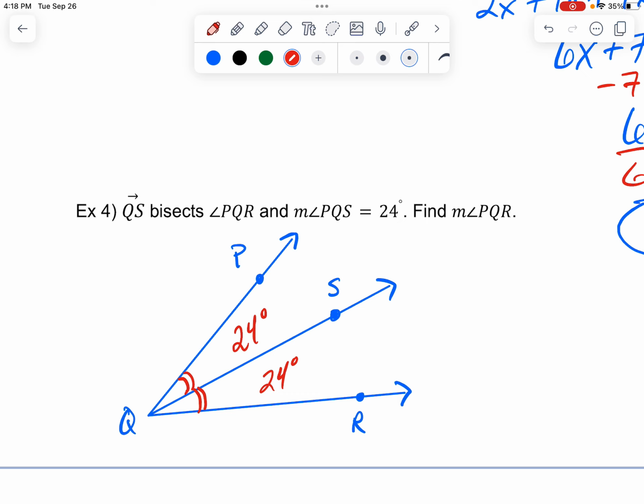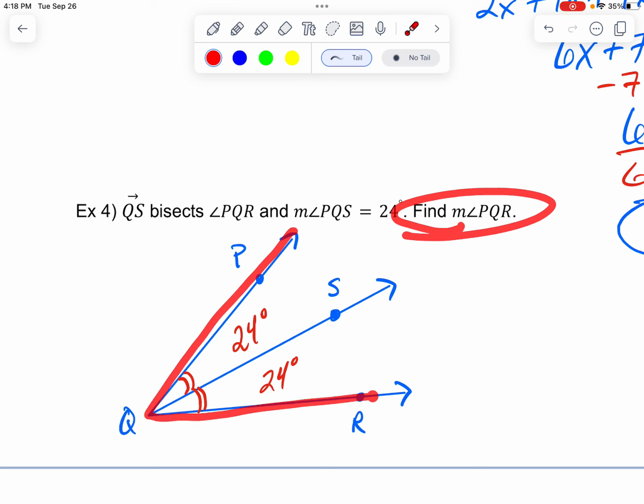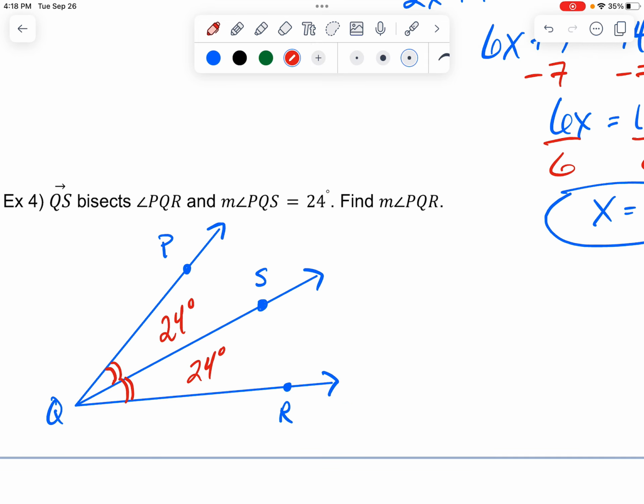So to finally answer the question, it says find PQR. PQR is the total. And again, the two smaller angles added together equals the whole. So the measure of angle PQR is equal to 24 plus 24, which is 48 degrees.